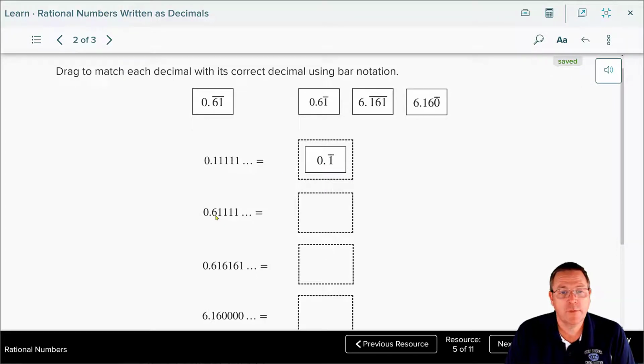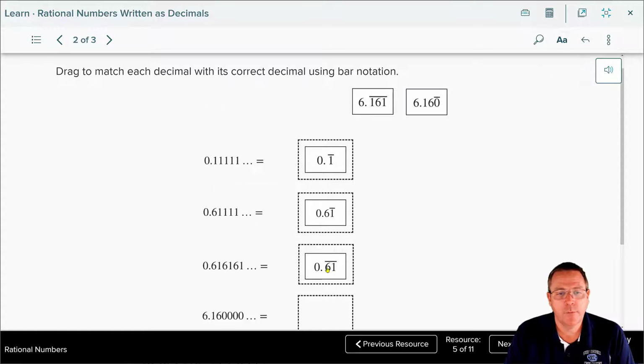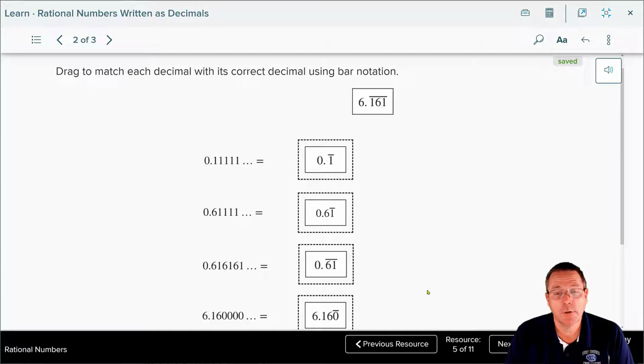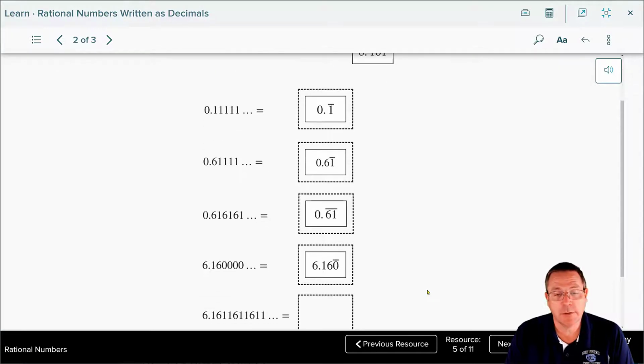Next, you have 0.6111, so I got to find a 6 with a 1 in bar notation. That's going to become that one. This one, the 6 and the 1 repeat back and forth, so it's going to be that one. Next, I have a bunch of zeros that repeat, which is going to be that one. Yes, I know it looks really weird, putting a bar notation over a 0. That's what the textbook says to do.